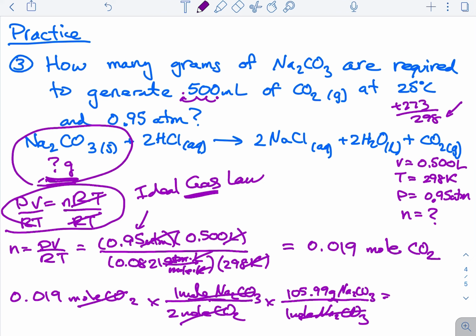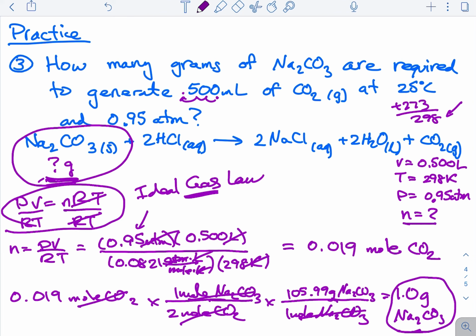That's what you were asked for way back at the beginning of the problem. So looks like we're in good shape. Punch that in the calculator, and I come up with 1.0 grams of sodium carbonate. Okay. So if you were doing this with excess hydrochloric acid, you would weigh out 1.0 grams of sodium carbonate. You'd react it, you'd generate 500 mils of CO2, as long as you're doing this at 25 degrees and 0.95 atmospheres.